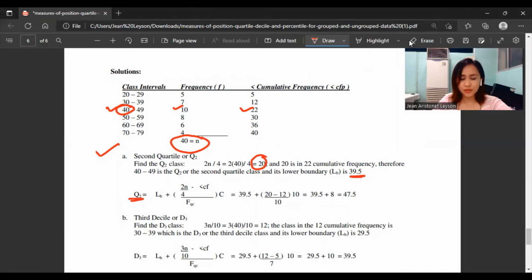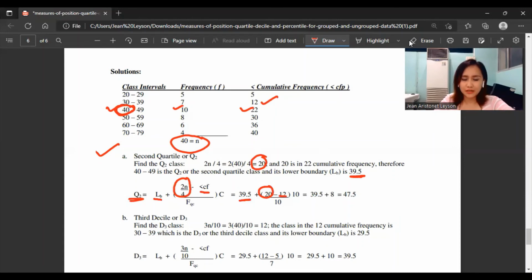So to solve for this one, Q sub 2 is equal to the lower boundary. Again, get the lower limit, 40 minus 0.5, that's 39.5 right here. Then the quartile class, we have solved that one earlier. It's 20 minus less than CF. The cumulative frequency here is 22. Less than that, we have 12. That's why we have 12 here.